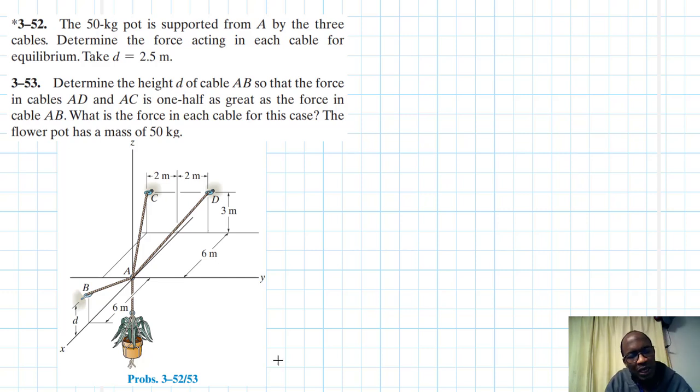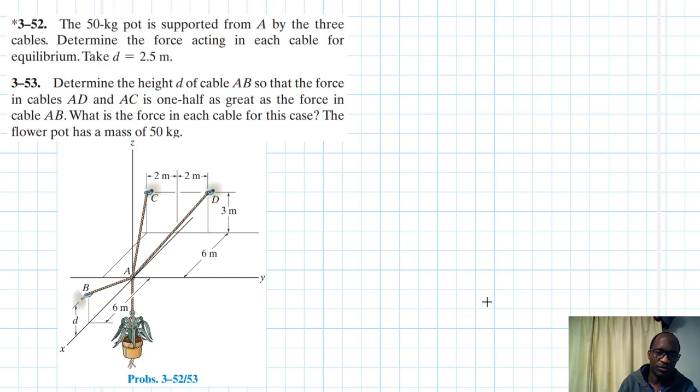Both these problems are coming from the Engineering Mechanics and Statics textbook, 13th edition by R.C. Hibbeler. So we have a system of cables here supporting a pot that weighs 50 kg in both cases. In the first case, we're being asked to find the tension forces in each cable. And in the second case, we're being asked to find D, given that the force in cables AD and AC is 1/2 as great as the force in cable AB. And later on, we're also being asked to find the forces in these particular cables.